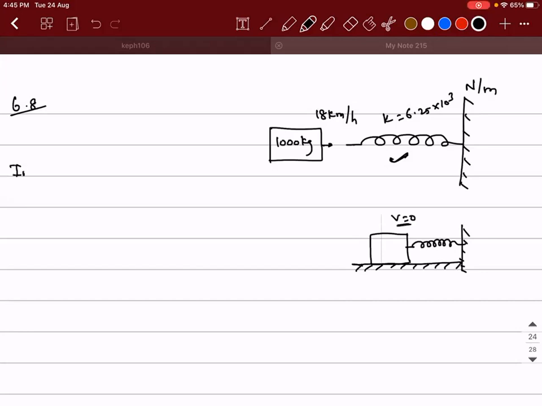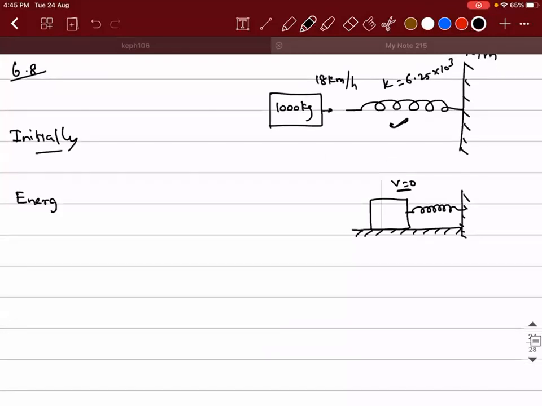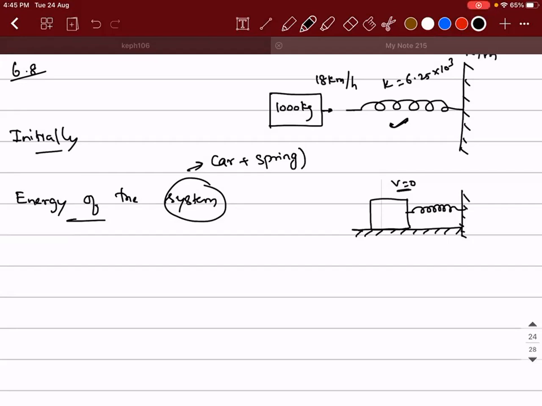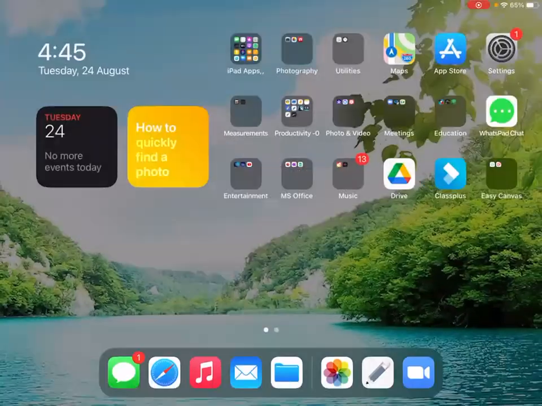So initially, what is the energy possessed by the system? When I use the word system, what am I trying to talk about? I'm talking about the car plus spring. So the car plus spring put together, if I call that a system, how much is going to be the total energy possessed by it? Are you guys there or not, first of all? Yes, sir.